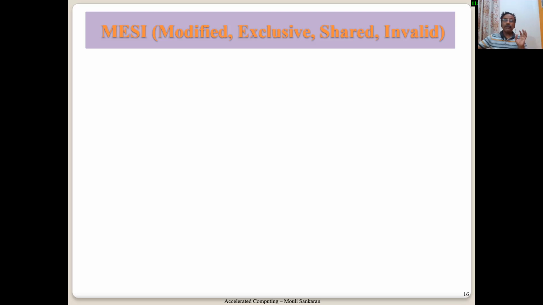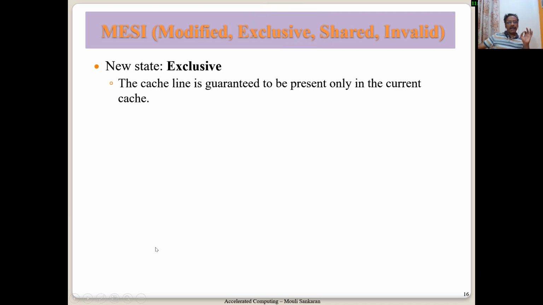To avoid that confusion, we are bringing in another state in the MESI protocol, that is exclusive. I will tell you what the advantage of this is. A new state, exclusive, is added. This cache line is guaranteed to be present only in the current cache. So when it is in exclusive state, it is only in the current cache. Nobody else is owning it.